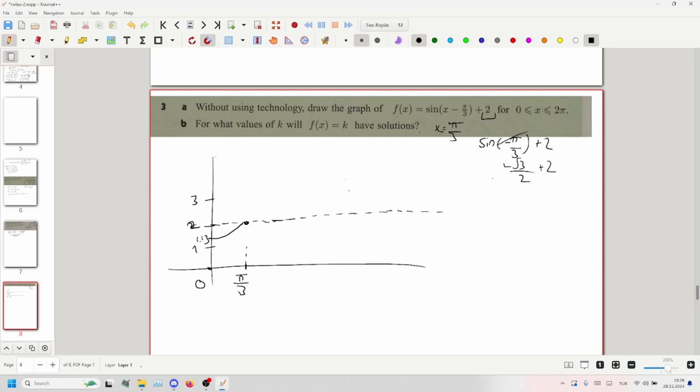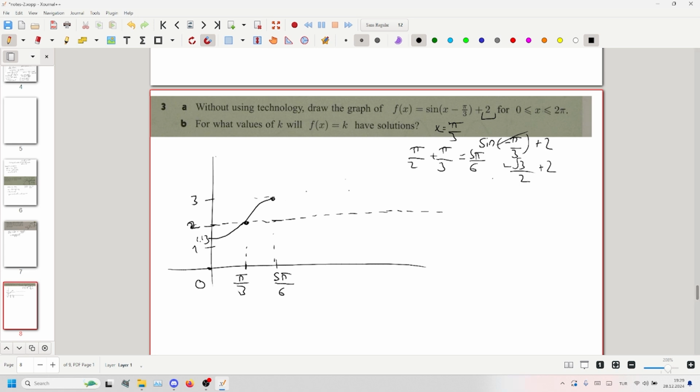Okay, then the next important point for sine is at pi halves. At pi halves, sine will be equal to 1. So we'll translate that to the right by pi thirds, adding pi halves plus pi thirds. What is this equal to? This is equal to 5 pi over 6. There we go. So this will take its maximum value of 3 at 5 pi over 6. So it'll be like this, if I can draw.